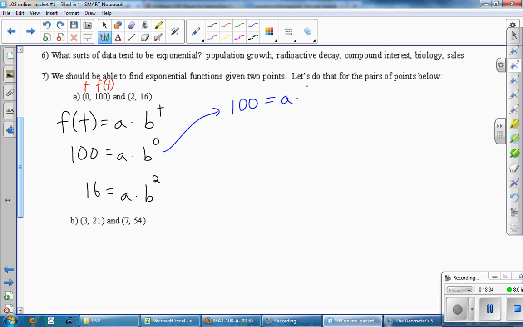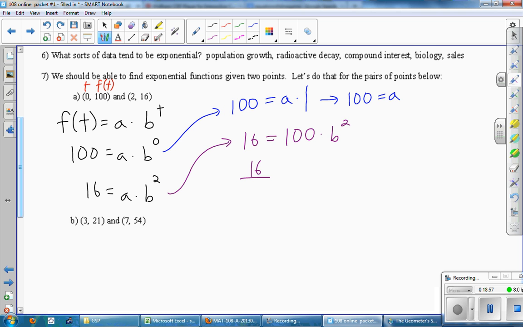Anything to the 0 is 1. So that b term just goes away completely, and for almost for free, we get the value of a. A is 100. And then all we have to do is plug in the 100 that we just found for a into this equation. 100 times b squared. And then solve for b.